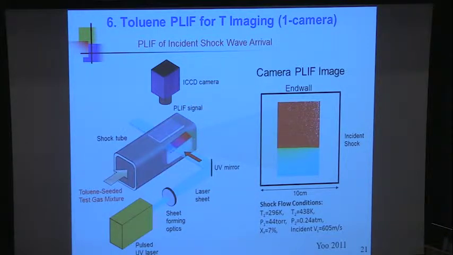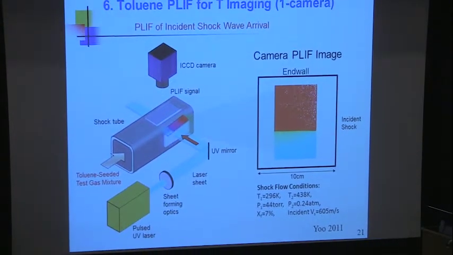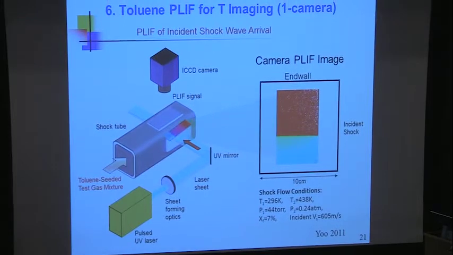We had to calibrate. So we calibrate first by, here's the end wall. This is a horizontal sheet. Here comes the shock wave. So here's the shock wave right here. These are weak shock waves. We had 7% of toluene. John Yu, professor in New York. So you can see that we can resolve shock wave structures with this approach.